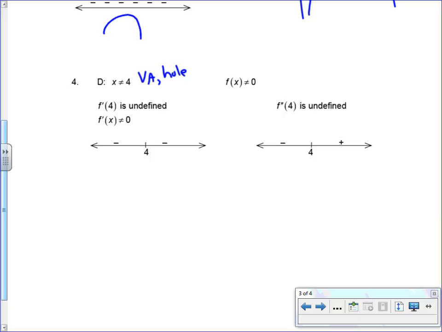Well, what does this say? F of x does not equal 0. F of x never equals 0. What's another name for f of x? Y. Y never equals 0. So I'm telling you, no what? No x-intercepts, no zeros. That's what that says.